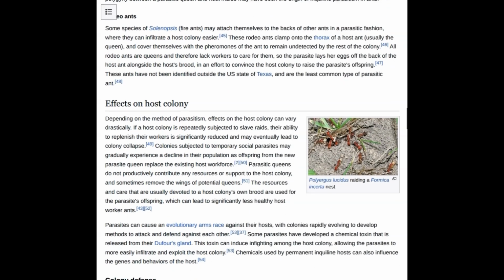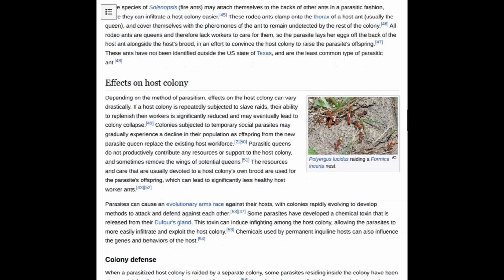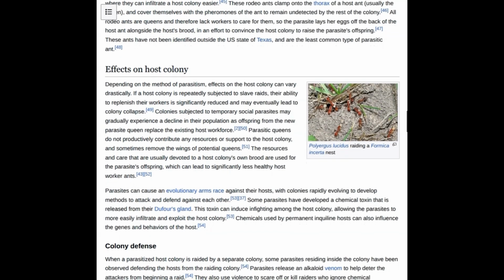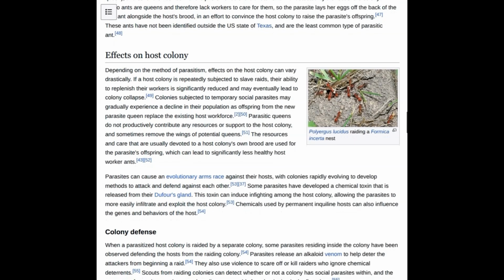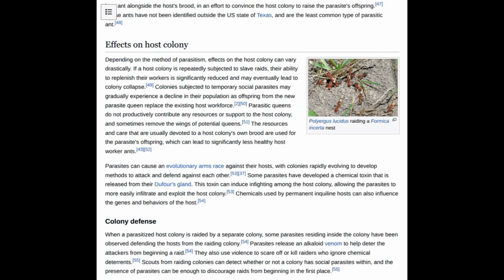Depending on the method of parasitism, effects on the host colony can vary drastically. If a host colony is repeatedly subjected to slave raids, their ability to replenish their workers is significantly reduced and may eventually lead to colony collapse. Colonies subjected to temporary social parasites may gradually experience a decline in their population as offspring from the new parasite queen replace the existing host workforce.